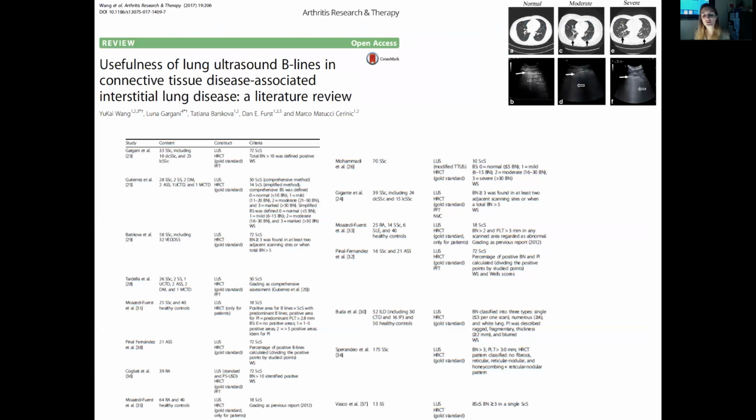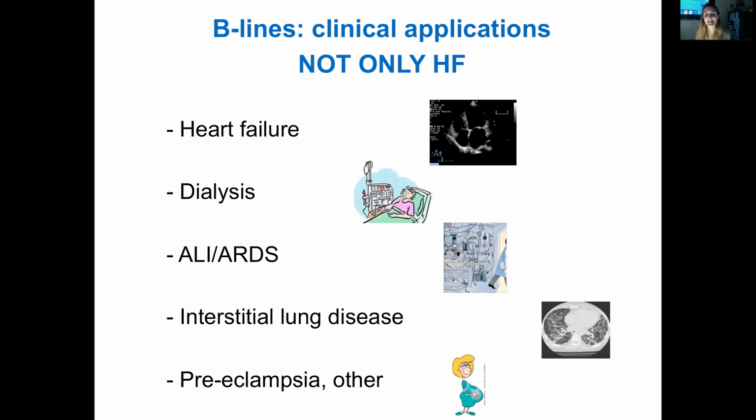Just a note about the use of lung ultrasound for interstitial lung disease, which is not cardiogenic. There are quite a lot of data now, as you can see from this review from our group, and you may see that there are a lot of studies at the moment addressing the use of B-lines in interstitial lung disease, especially in connective tissue disease associated interstitial lung disease. So if you see a lot of B-lines and this doesn't match at all with the clinical picture, always think that this could be an interstitial lung disease, okay?